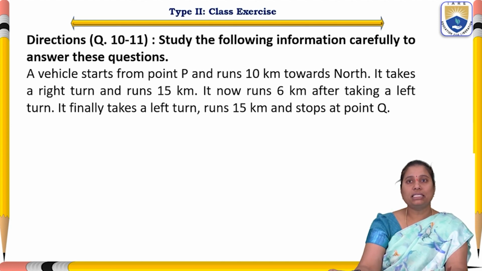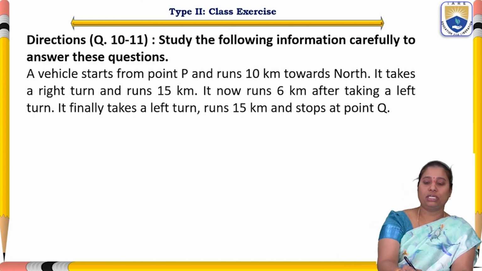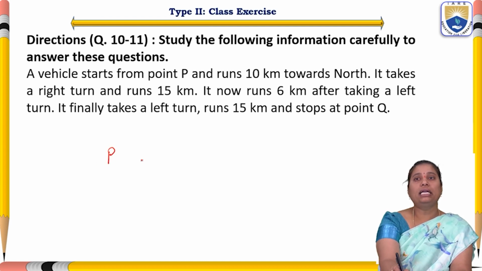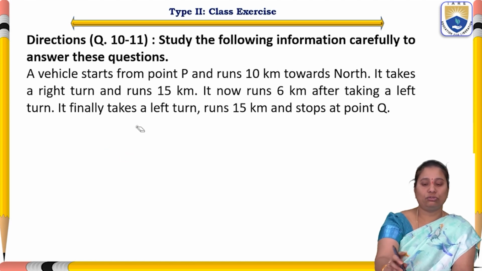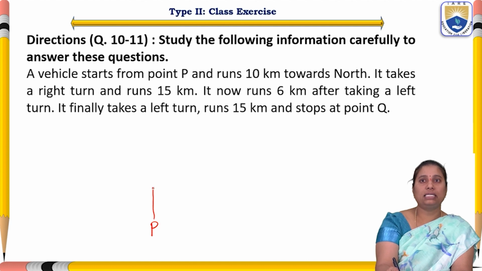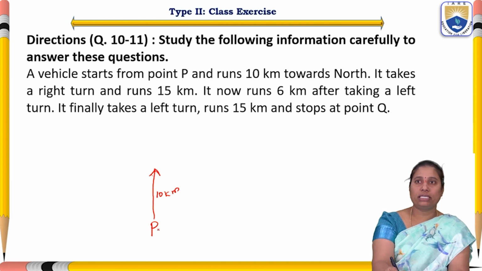A vehicle starts from point P. So that is point P, the vehicle starts and runs 10 kilometers towards the north direction. So P is here, and from this it has started 10 kilometers towards the north. Now the vehicle is at the north.